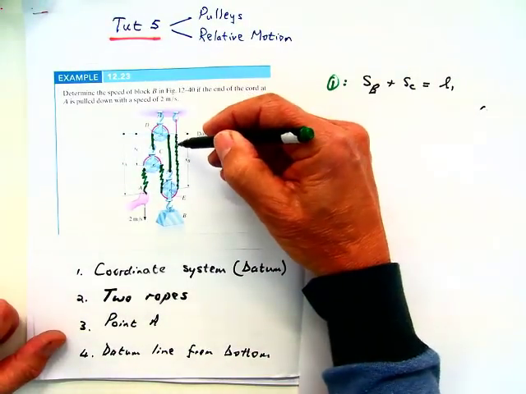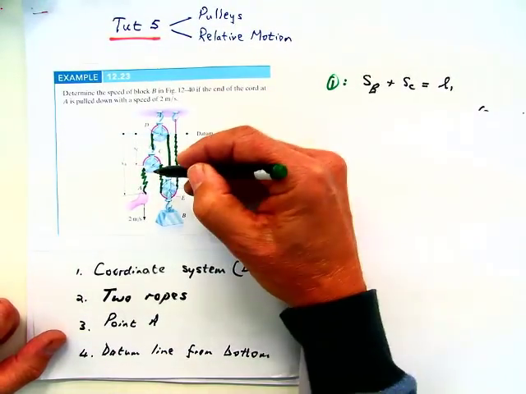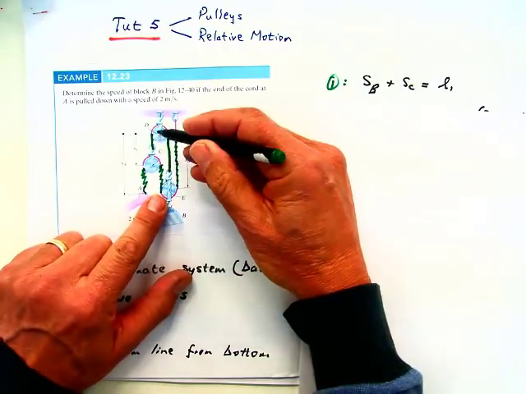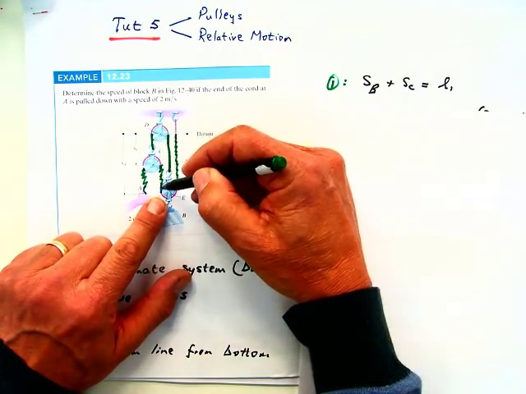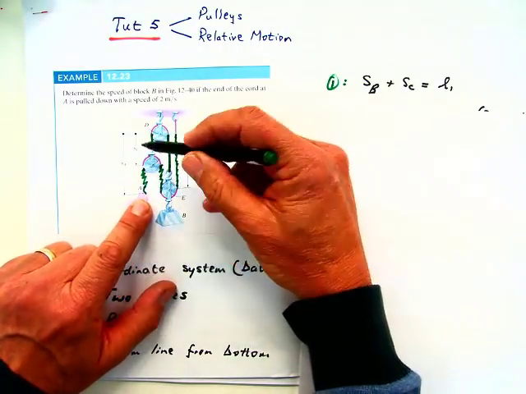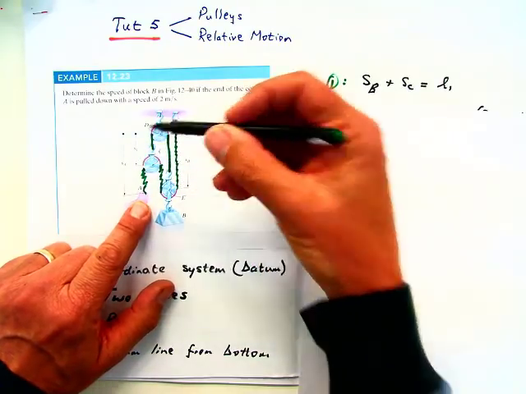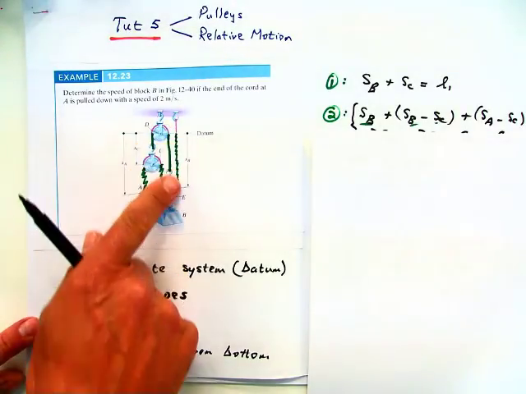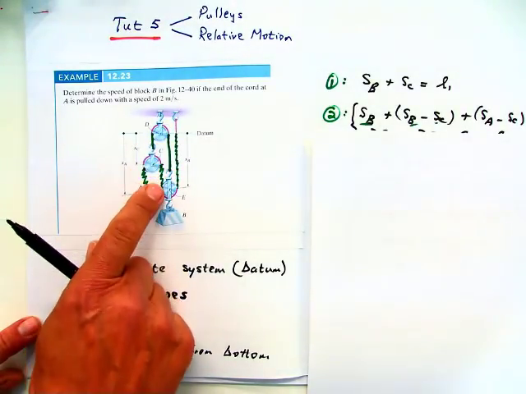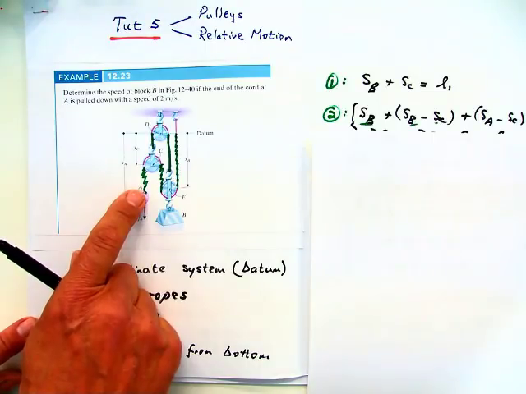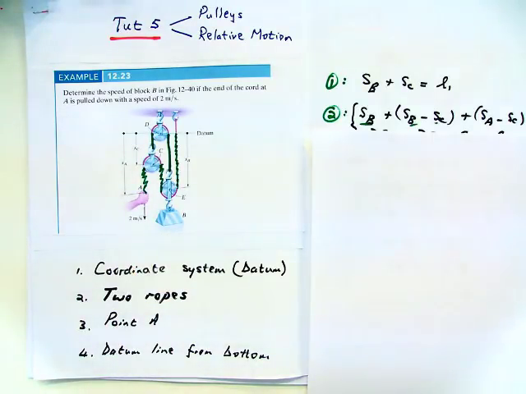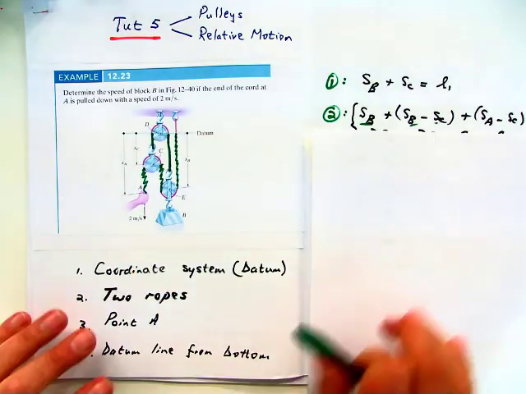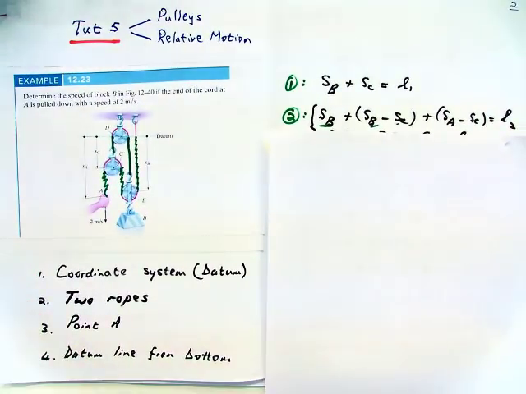So this distance here on the outside is SB. This one in the middle will be SB minus SC. And that one will be SA minus SC. So then you have all those distances: SB on the outside, this one SB minus SC, and then this SA minus SC. And they are all a constant.